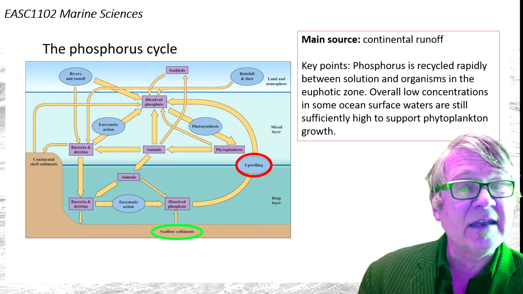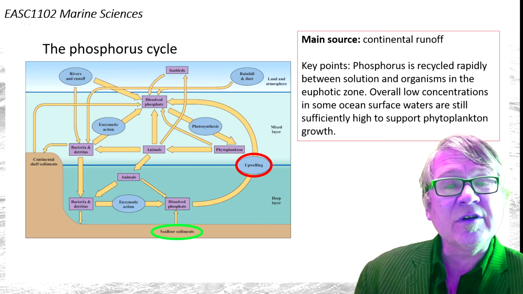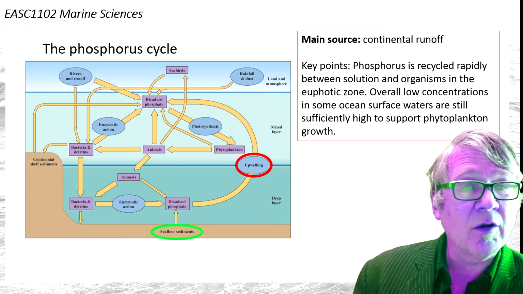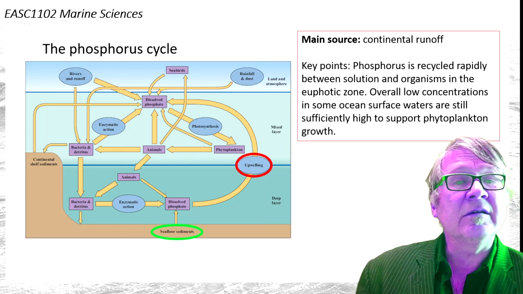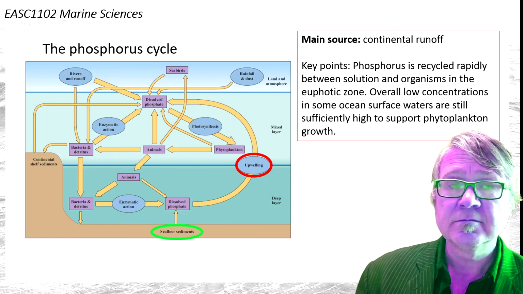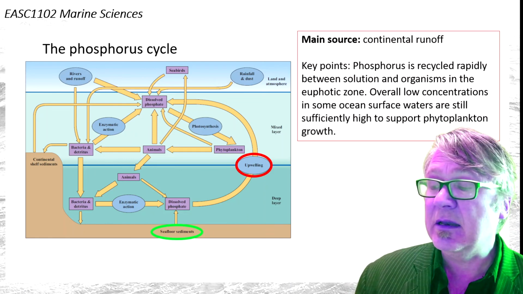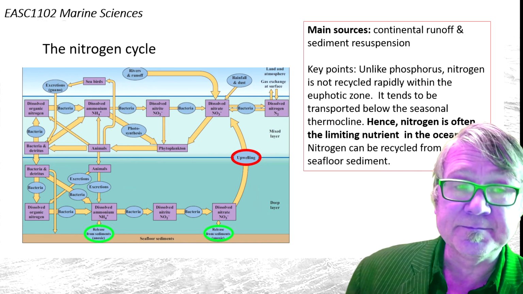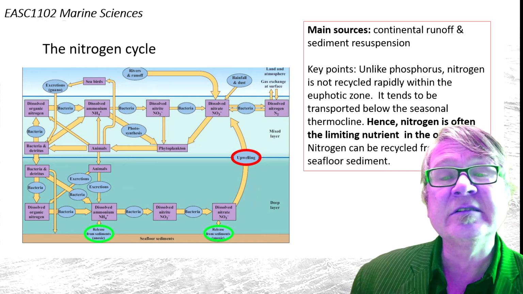My understanding is that terrestrial cycles are more limited by phosphorus, or the freshwater systems are more limited by phosphorus. So what is the main limitation in the ocean? It is nitrogen. This one is the nitrogen.